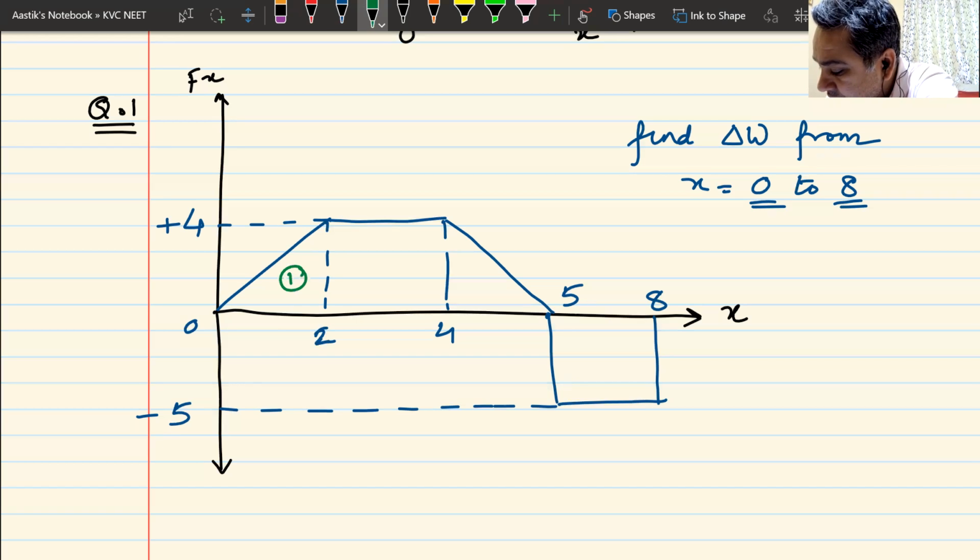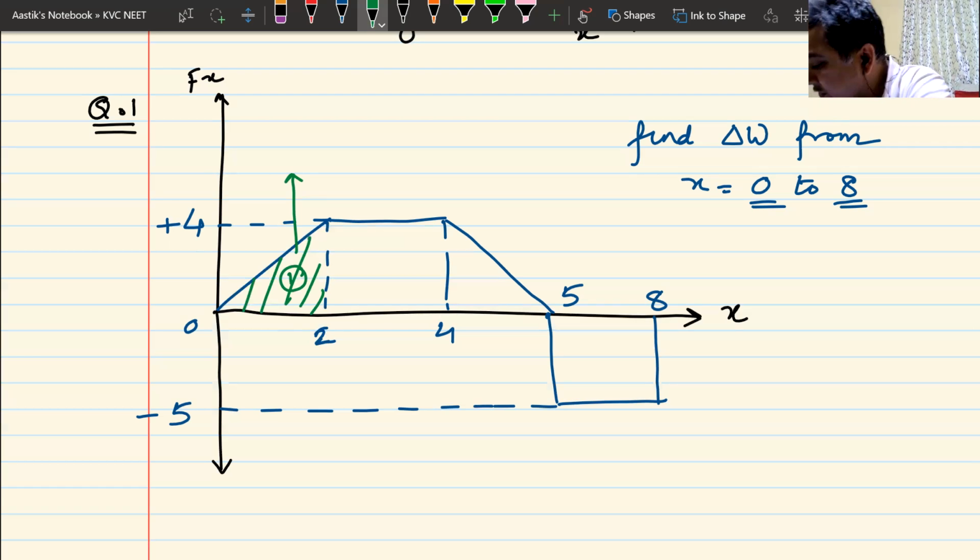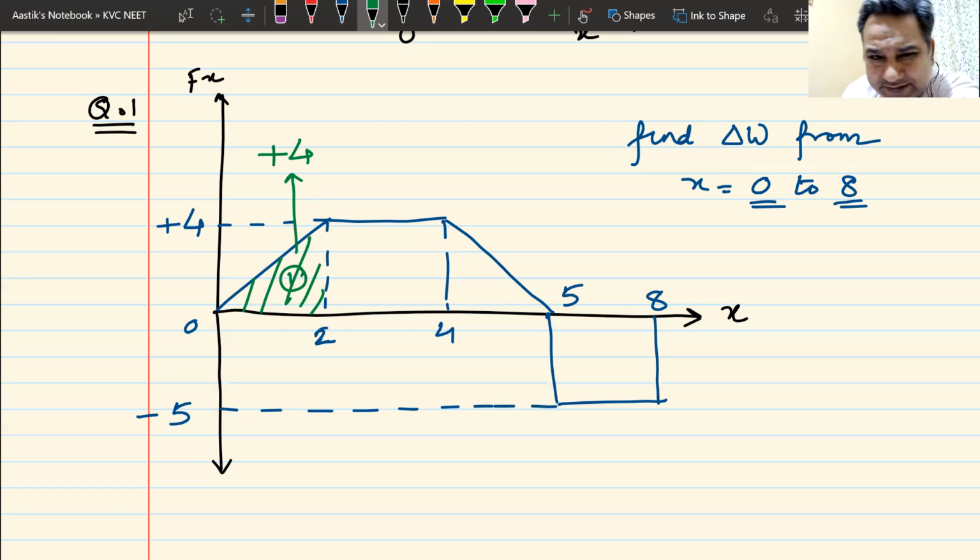This is the first one. Let me color it as green. What is the area of this? Number one, half base into height. Base is 2. Half into 2 into 4. So the answer will be 4, and this would be positive, plus 4 units. Let us call it joule. Let us write force in newtons and x in meters. So the answer will be in joules. So this is plus 4. I got the answer to the first one, plus 4.